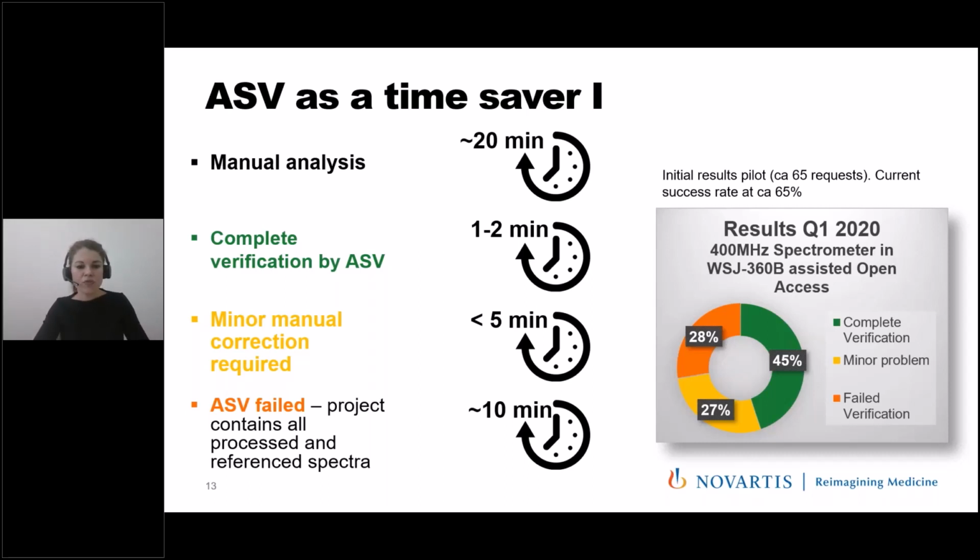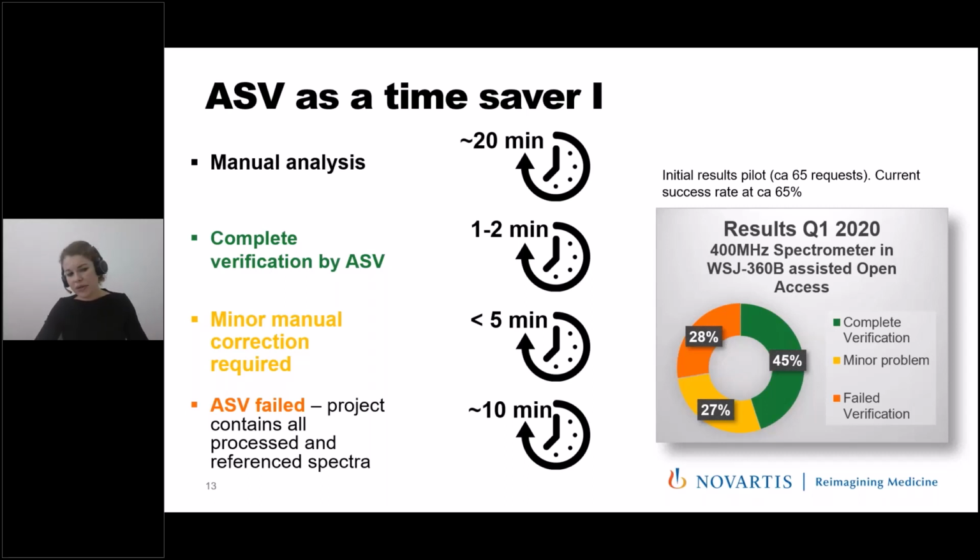So we have different types of results. We can have a complete verification done by ASV, and then the expert's time on reviewing the result is normally 1 to 2 minutes, which is more or less 1/10 of what the manual analysis would take, which is around 20 minutes we consider for a structure verification. Sometimes a minor manual correction is required, and that is normally up to 5 minutes maximum work from the expert.